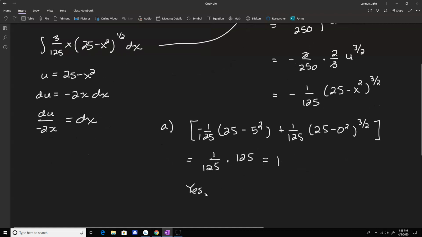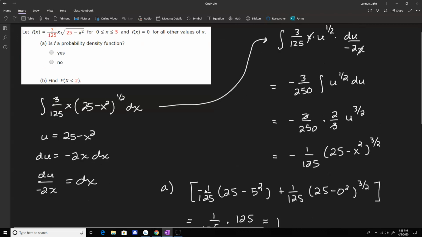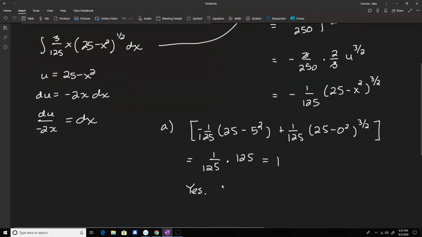Yes, what was the function named? F of x. Yes, f of x is a PDF, probability density function.